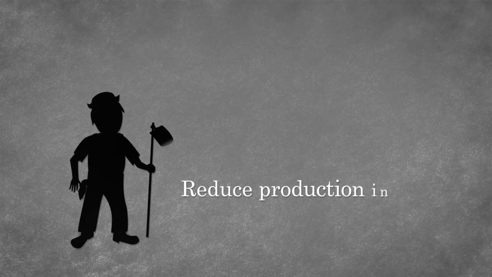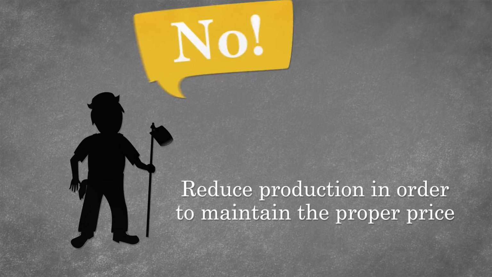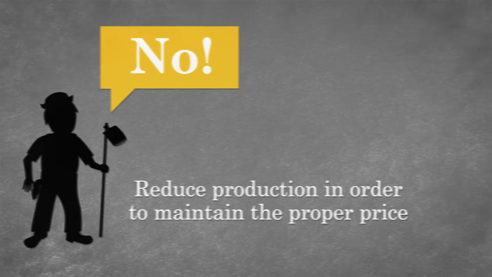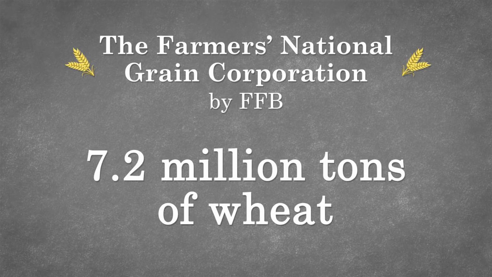The next idea was to persuade the farmers to reduce production in order to maintain the proper price, but they simply refused. This prompted the Farmers National Grain Corporation, created by the FFB, to buy 7.2 million tons of wheat off the market.